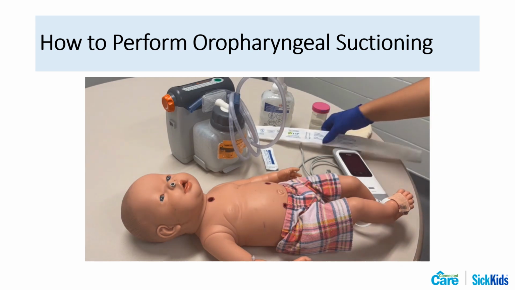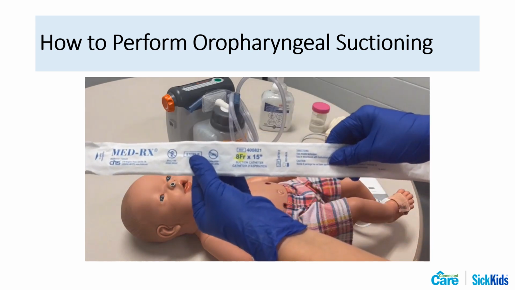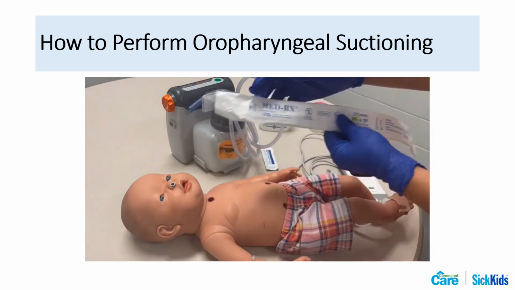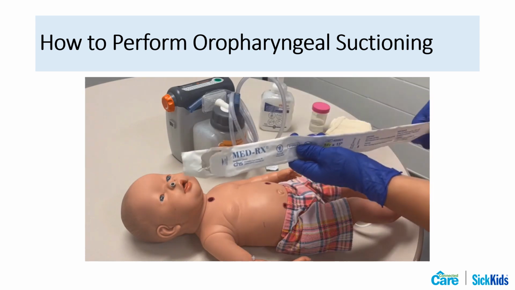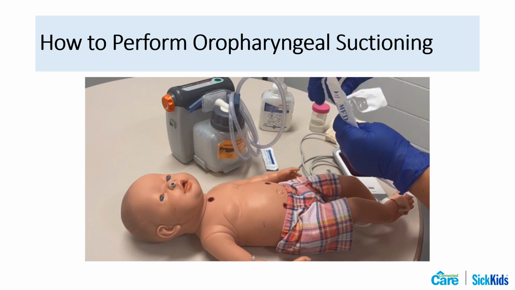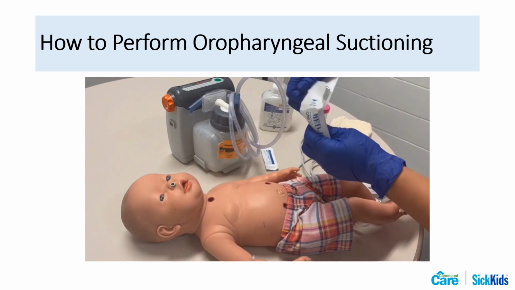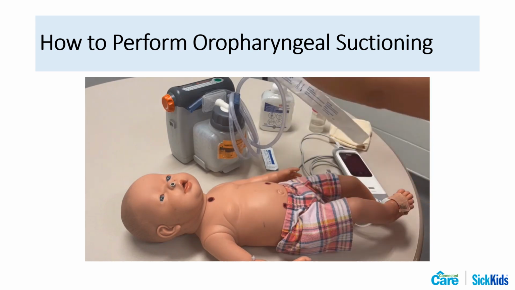In this demonstration, we are using an 8 French suction catheter for oral pharyngeal suctioning. Make sure the child is in a comfortable position, lying or sitting. Oral pharyngeal or OP measurement is from the corner of the mouth to the bottom of the adjacent earlobe, which in this case is 7 centimeters.